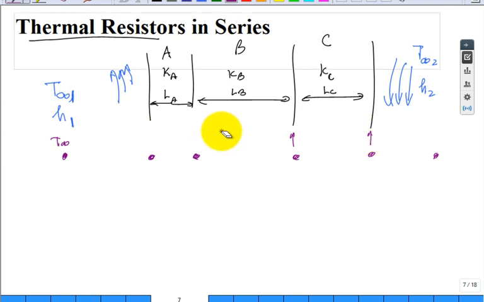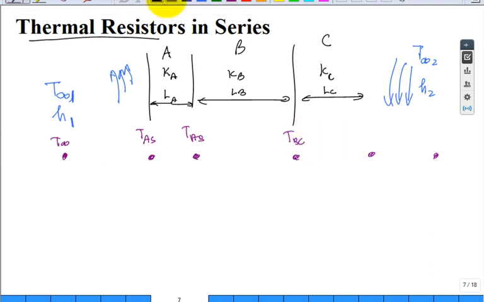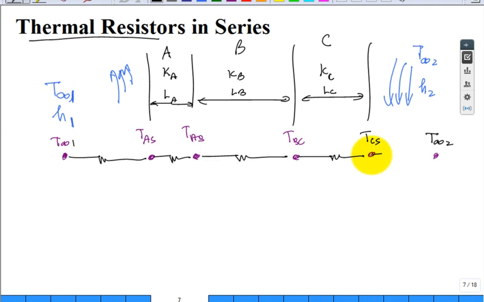If you wanted to, you could introduce names: temperature A surface, temperature AB contact, temperature BC contact, whatever. Or you just say temperature 1, temperature 2, temperature 3, just number them. Temperature C surface, and then this one is temperature infinity 2. Now, this is temperature infinity 1. We have resistors in between, don't we? And you have to work out what each of those resistors are. This resistor is 1 over H1A.